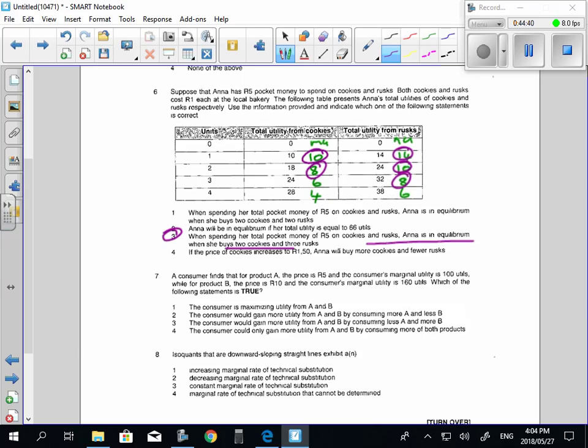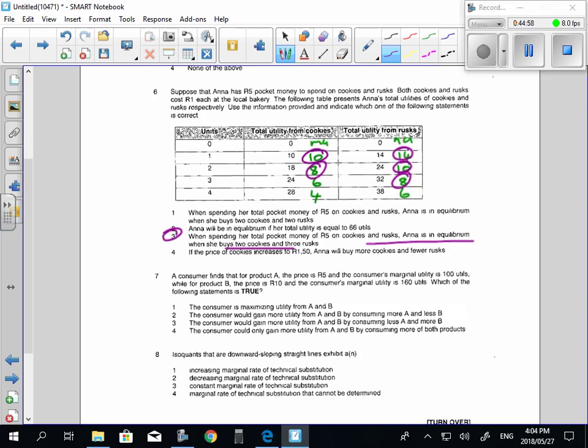All right, number 7. A consumer finds that for product A, the price is 5 Rand and the consumer's marginal utility is 100 utils, while for product B, the price is 10 Rand and the marginal utility is 160 utils. Which of the following statements is true?